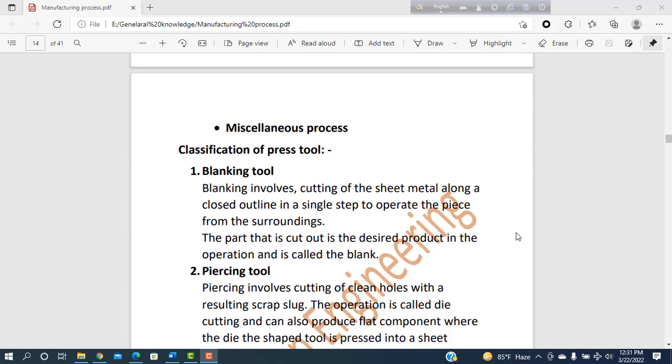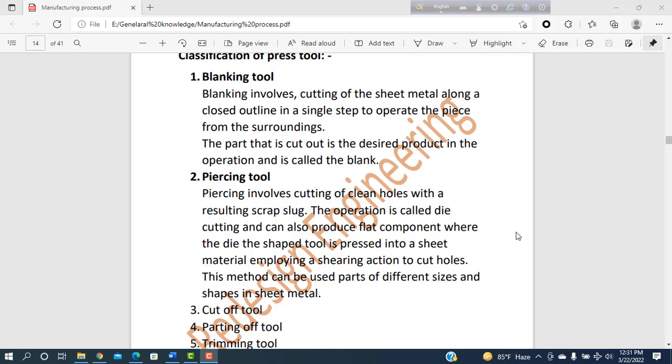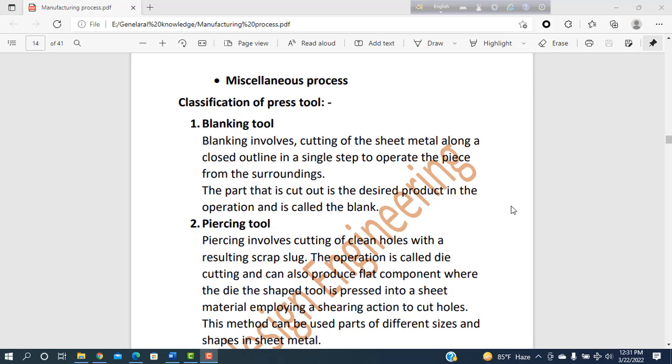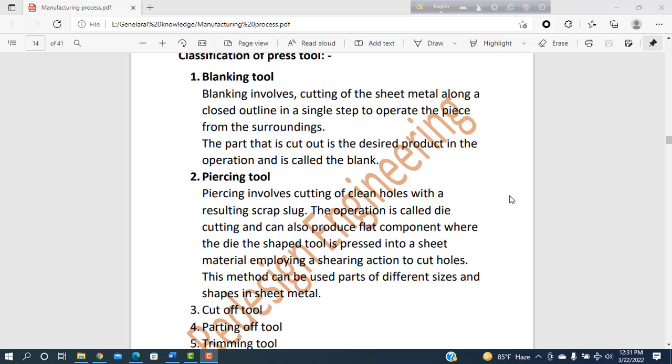Miscellaneous process. Another one is the classification of press tools. Classification of press tools includes blanking. Blanking involves cutting of the sheet metal along a closed outline in a single step to separate the piece from the surroundings. The part that is cut out is the desired product in the operation and is called the blank.